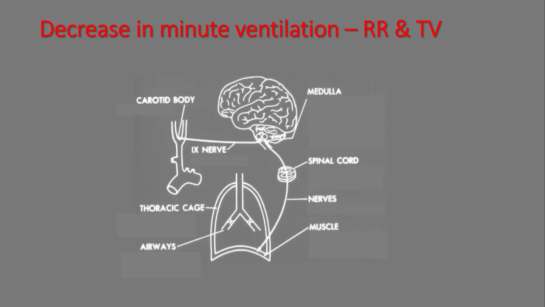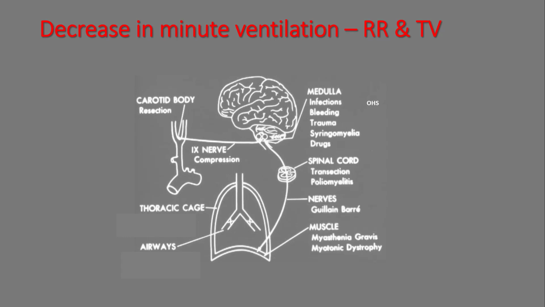So what causes a decrease in minute ventilation? A problem with the peripheral chemoreceptor in the carotid body, such as in resection or ninth nerve compression, would result in decreased minute ventilation. The respiratory center in the pons and the medulla can be affected by infections, bleeding, stroke, trauma, and medications. The output from the respiratory centers goes through the spinal cord and to the diaphragm via phrenic nerves, and any injury or involvement of this pathway would also result in decreased rate and tidal volumes.